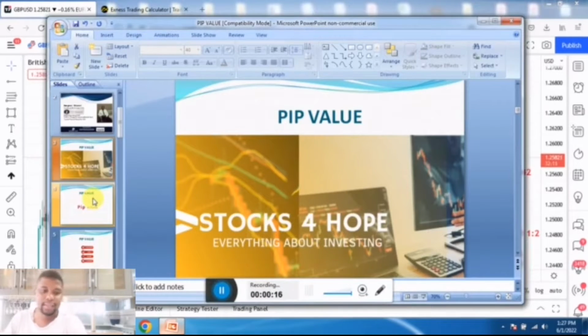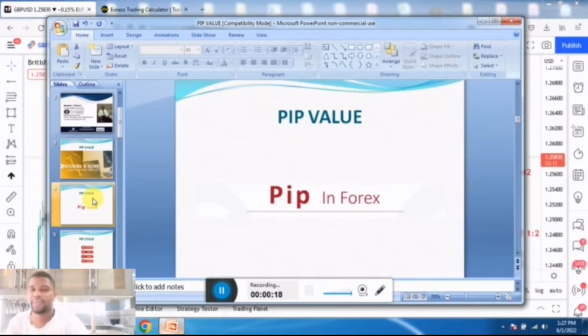So today, guys, we're going to be speaking about what is a PIP value in Forex. What is a currency PIP value? But firstly, we're going to discuss what is a PIP and then discuss what is a lot size, because those two go together in order to count what is a PIP value.